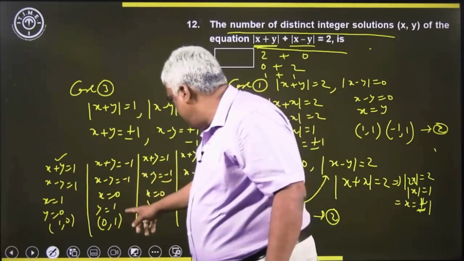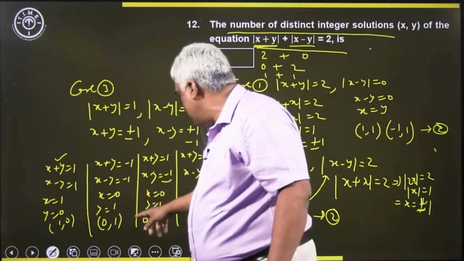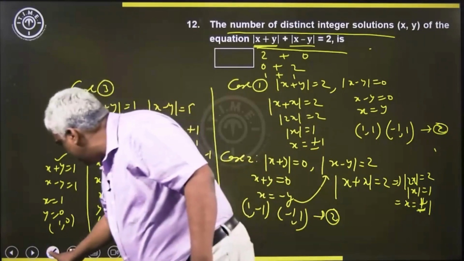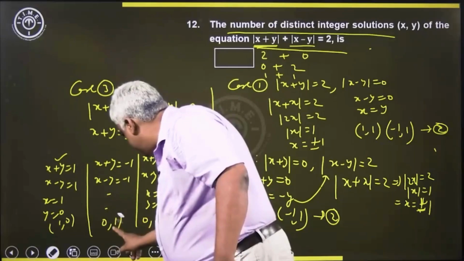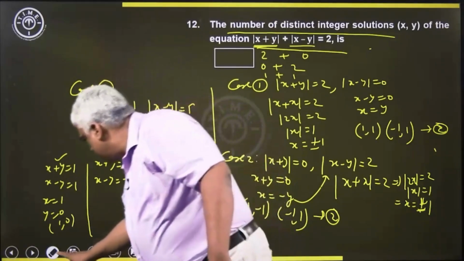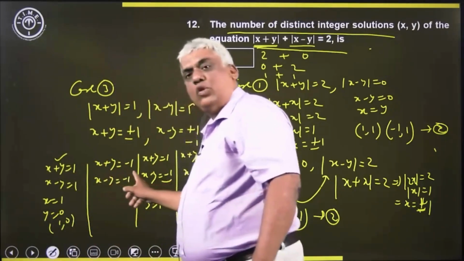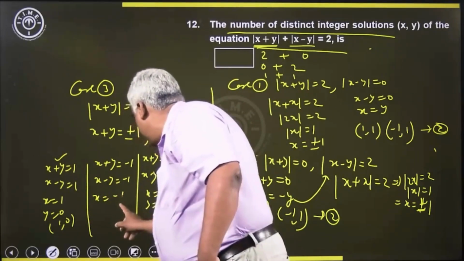Here we have to add this. So x will be minus 1. So if you add this, minus 1 minus 1 is minus 2. So I think I have made a mistake here. Okay. So if you add this, y will get cancelled, 2x equal to minus 2. So x is minus 1, right? So x is minus 1.